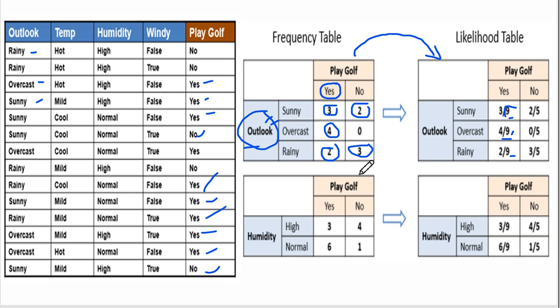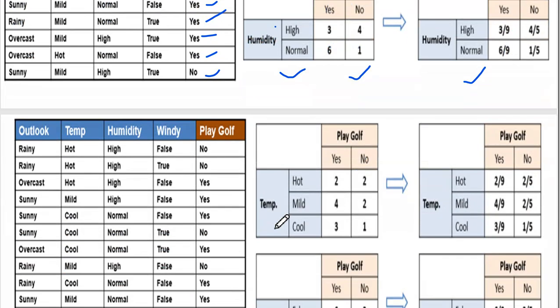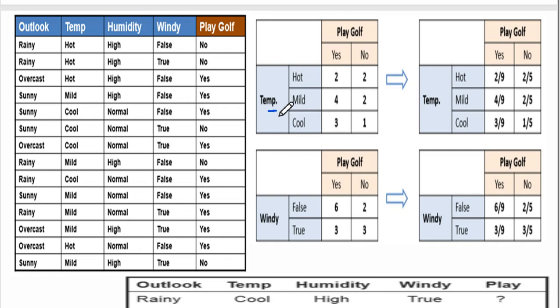Similarly we find the frequency table for humidity. The humidity contains two values, high and normal. Again high with no and high with yes. Again humidity with normal, how many records are we having? Humidity with normal, again yes records. Humidity with normal, again no records. Likewise we have to find the frequency table and likelihood table. So outlook, humidity, and the next feature is temperature.